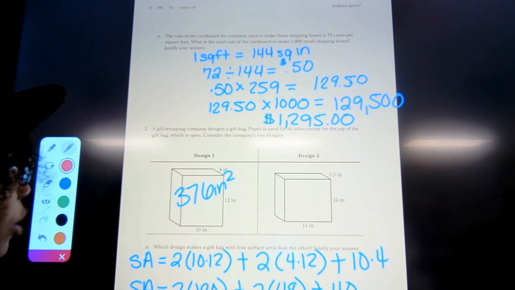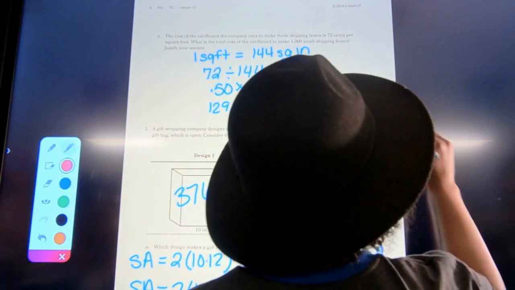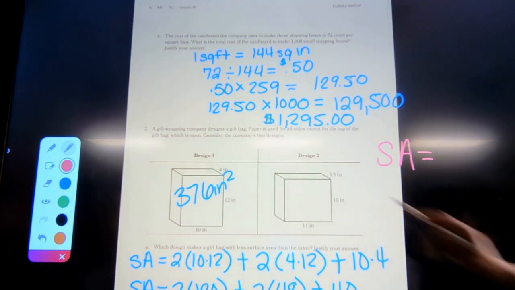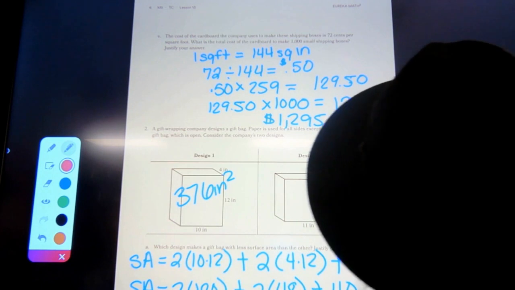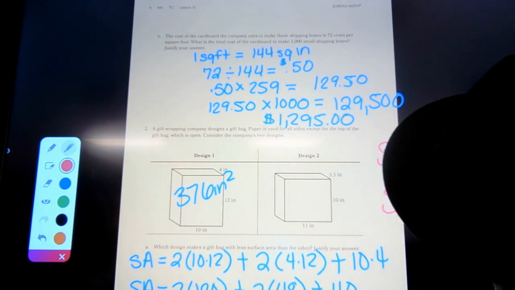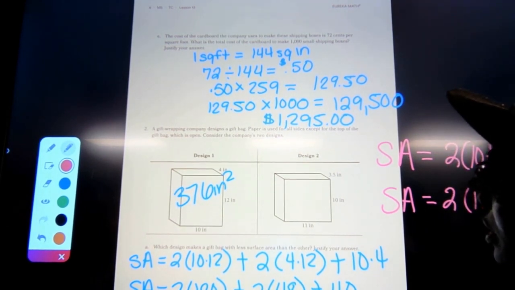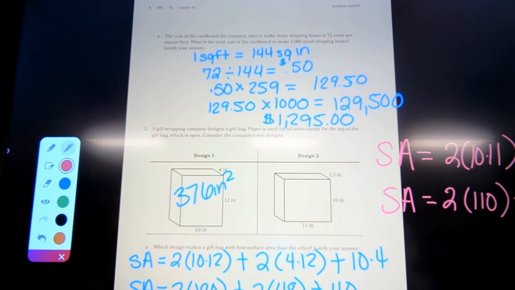Okay, so we're going to do the same thing over here for the surface area. I'll do this one in pink so that you know the difference. So we have the surface area. The first one, we're going to have 2 times 10 times 11. I know that 10 times 11 is 110, so we'll write that down there. Plus, the next one will be 10 times 3.5. We're going to multiply it by 2 because we have 2 sides. And 10 times 3.5 is 35.